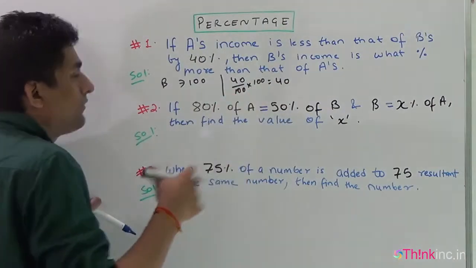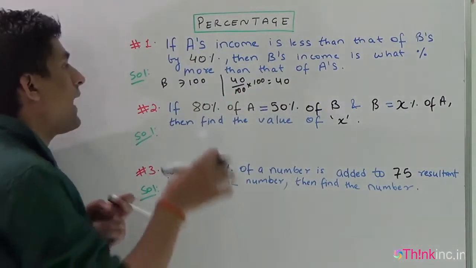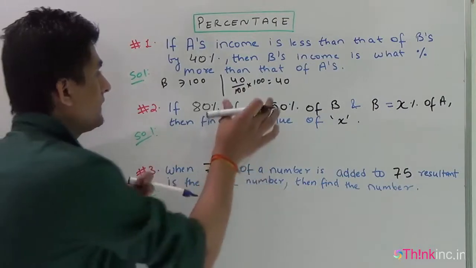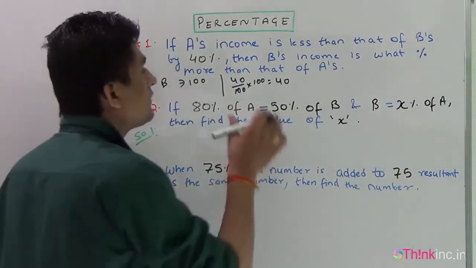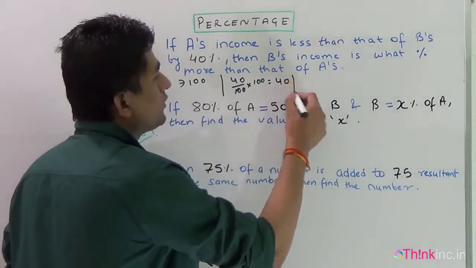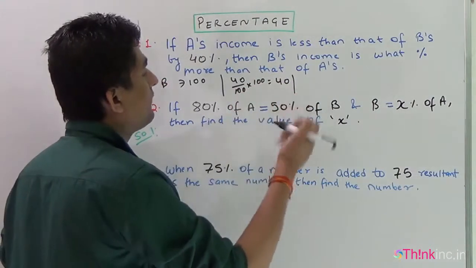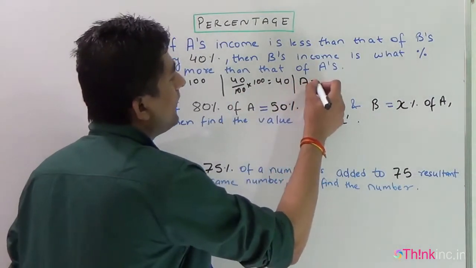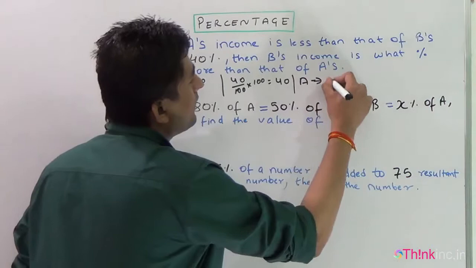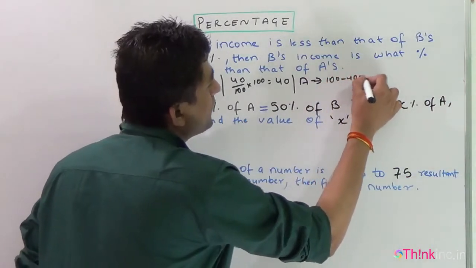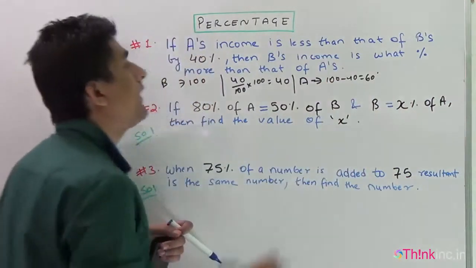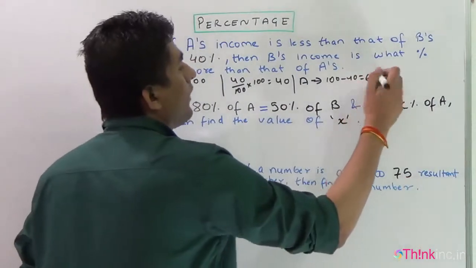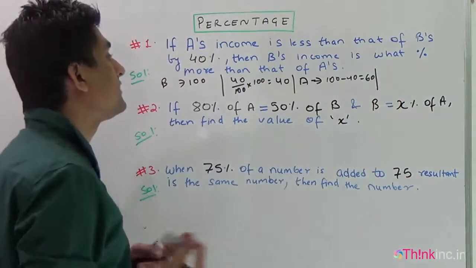Since it's a basic tutorial, I am doing every part separately. If you solve this question in an exam, you don't have to write every step. So from here, A's income will come to be 100 minus 40, which is 60. Now we have calculated A's income to be 60.